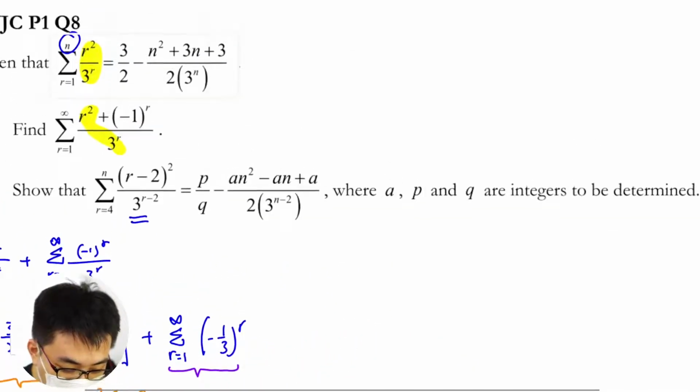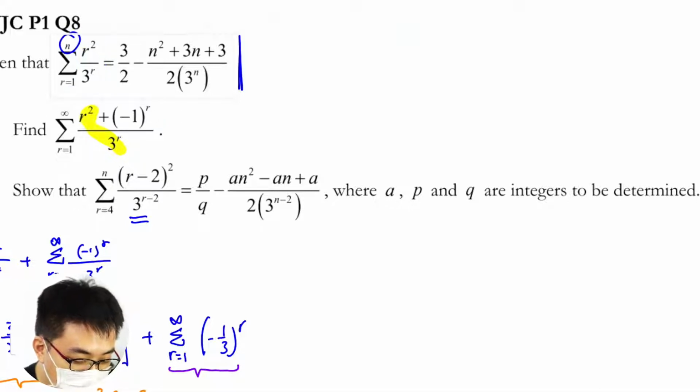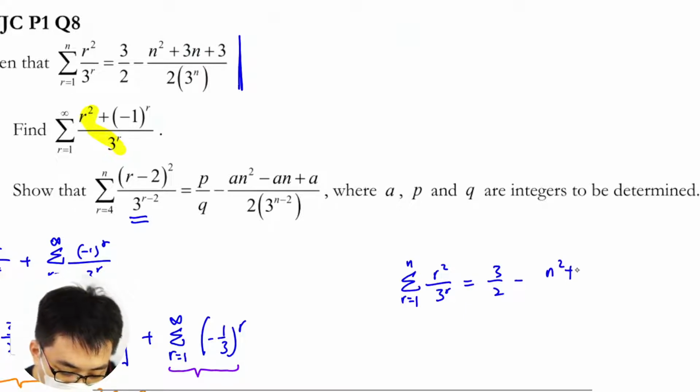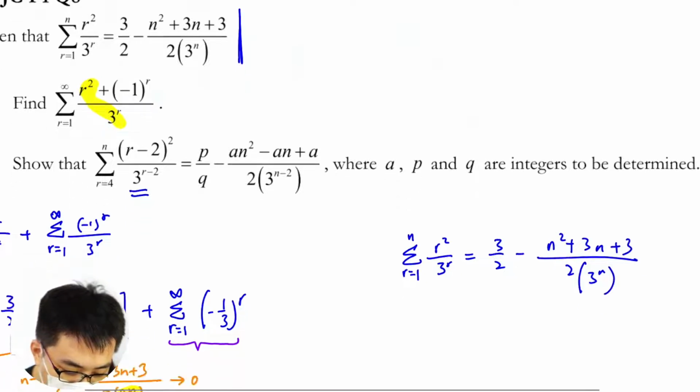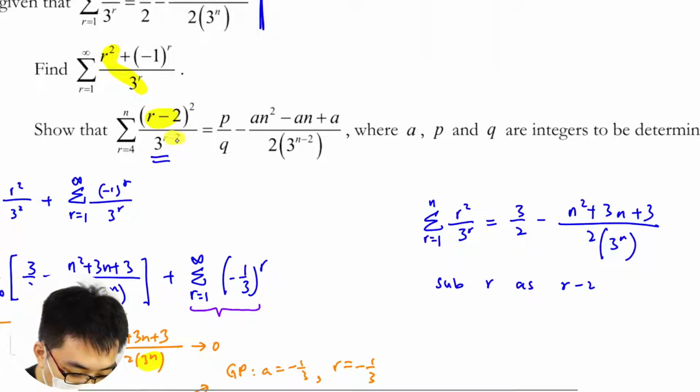Now the first thing is I'm going to try and change this to this. Look at the term inside here, eyeball the term first. Make the term the same first. Anything else is irrelevant. Make it look the same. So this is 1 over r squared equals to 3n plus 3 over 3n. So what you do is you sub r as r minus 2, because if you sub r as r minus 2, naturally this will be this expression here.